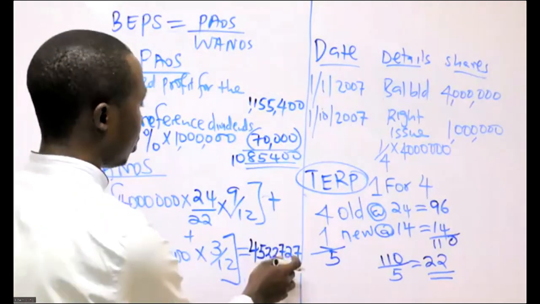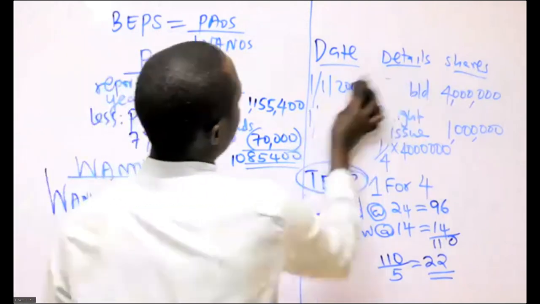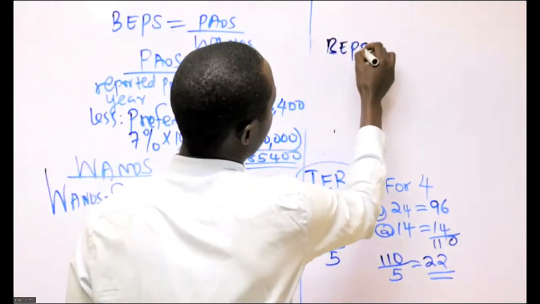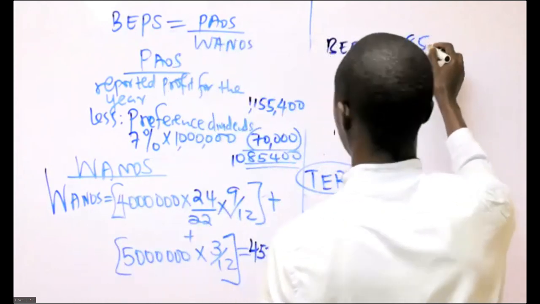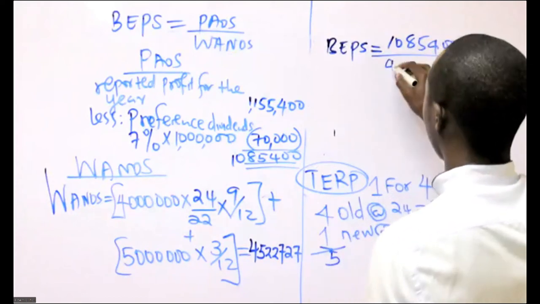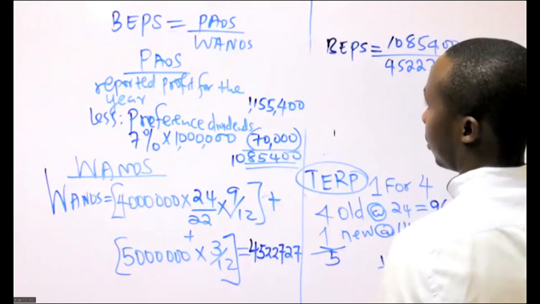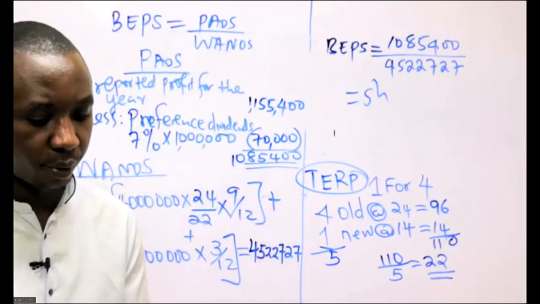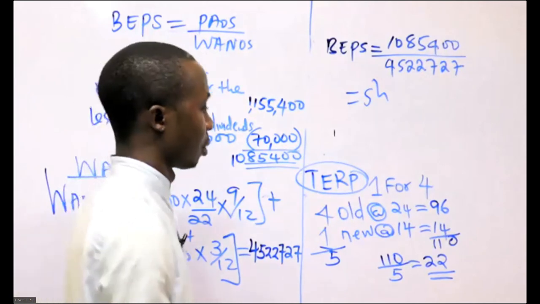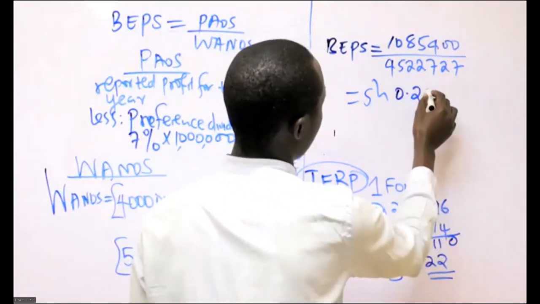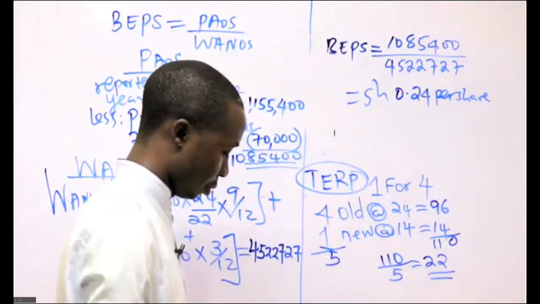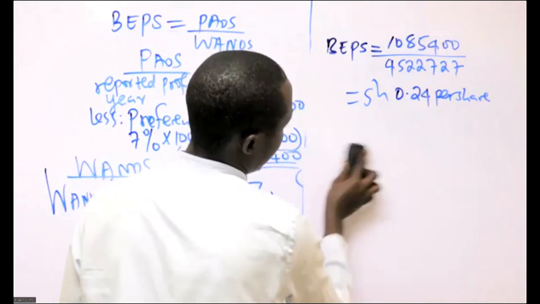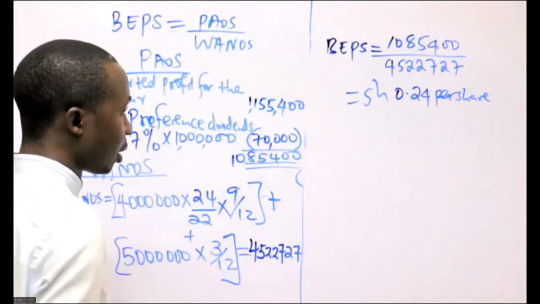So yeah, we have 4,522,727. So meaning that our basic EPS will be 1,085,400 divided by 4,522,727. So you have shillings what per share? Divide. 0.24.